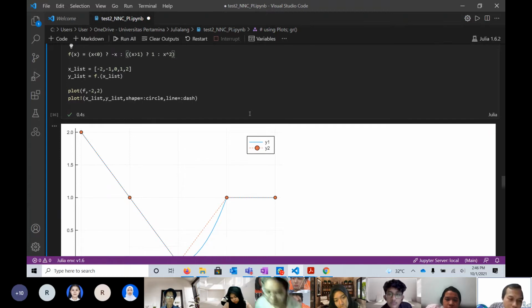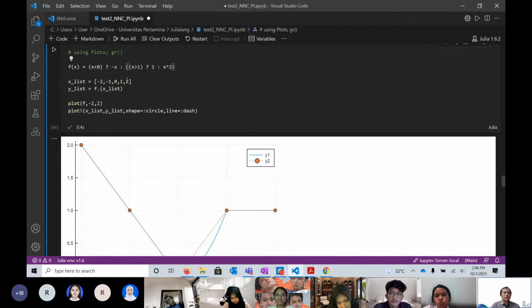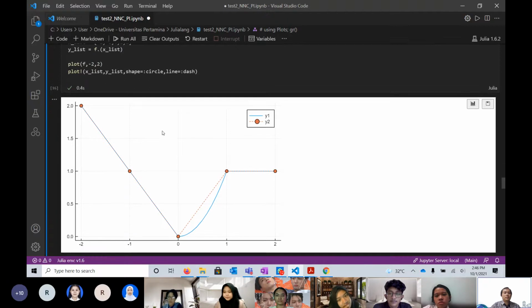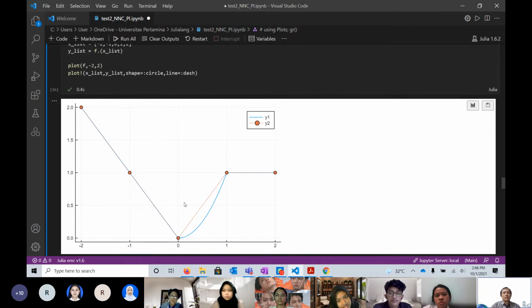So the process is the same. We make a table, let's say here x is -2, -1, 0, 1, and 2. And then we plot the graph of the function. And then we have this plot. So in this case, which one is the correct plot? The orange one or the blue one?